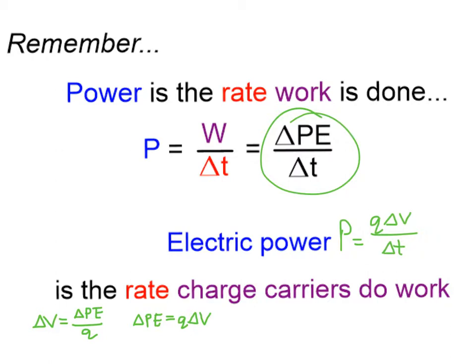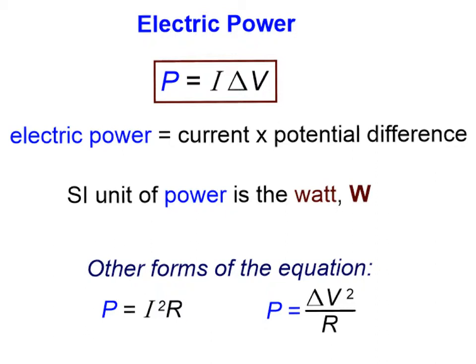We also know that the rate of charge per time, this part of the equation right here, is defined as current. So we get an equation: power is equal to current times the potential difference. And here we have that equation written in a much neater form. Electric power equals current times the potential difference. The SI unit for power, remember, is the watt, capital W abbreviated.